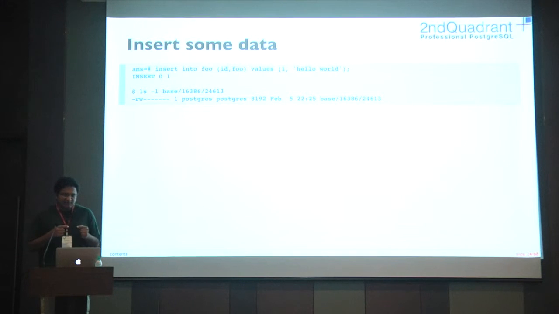So I inserted one row. That row happened to fit, well, it's a small row, and we needed one page to store that. So it's created that one page. It has one tuple on it, and therefore one line pointer.